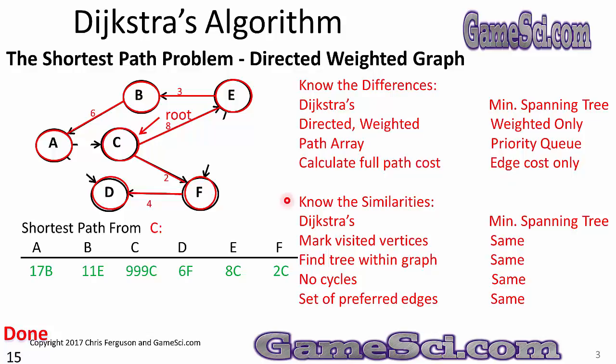Know the similarities between Dijkstra's and minimum spanning tree. Mark visited vertices. That's the same for Dijkstra's and minimum spanning tree. Find the tree within the graph. That is the same for both algorithms. No cycles: never go back to a vertex you've already visited. That is the same. And find a set of preferred edges. Both algorithms do that. Find the hidden tree within the graph.